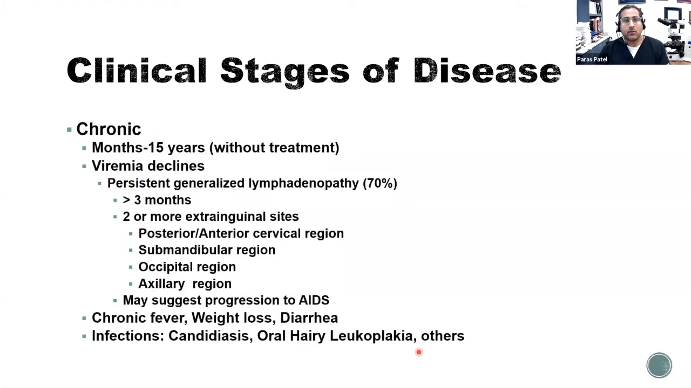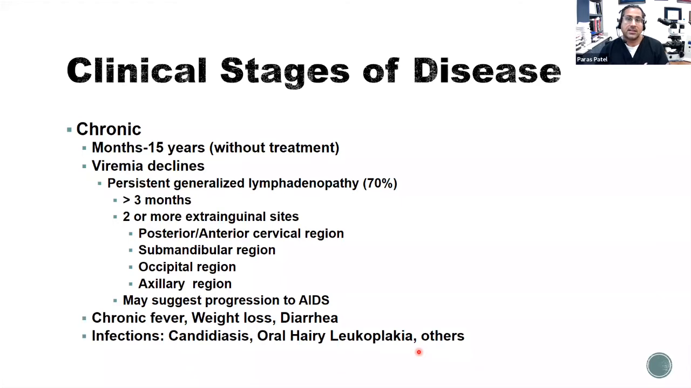Chronic can go from months to years without treatment. Viremia typically declines during this stage. These individuals will have a persistent generalized lymphadenopathy that's more than 3 months, and it'll be in extrainguinal sites. So you can see it in the submandibular region, in the head and neck, as well as other places on the body. And this may actually suggest a progression to AIDS, that persistent lymphadenopathy. Oftentimes we'll see chronic weight loss, fever, and in some cases diarrhea.